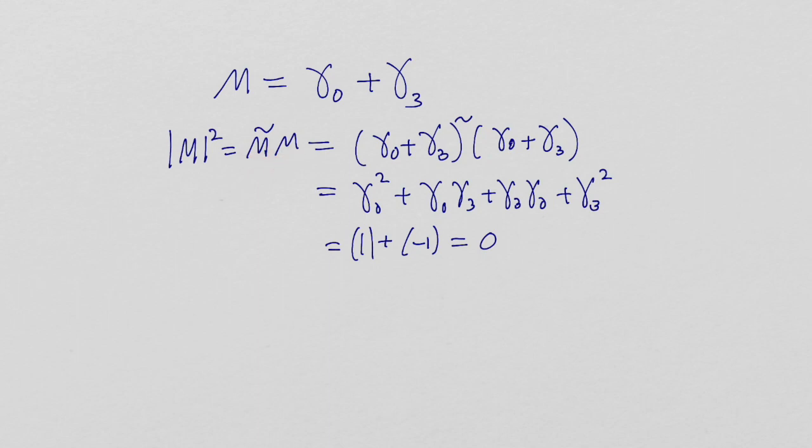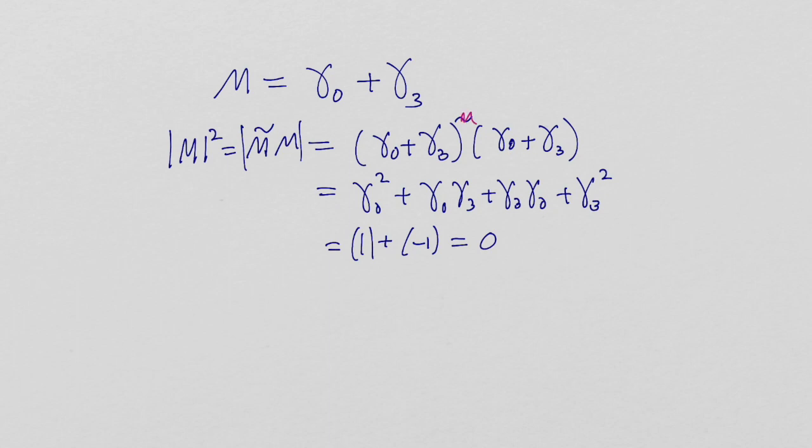Oops, I should say it's the absolute value of M reversed M, right? And, well, M is gamma zero plus gamma three. M reversed is gamma zero plus gamma three reversion. But we already know that the reversion of a vector is just the same vector. So this actually goes away because it's a vector.